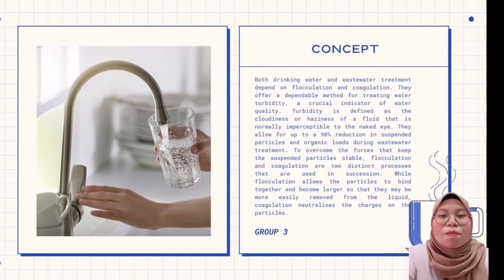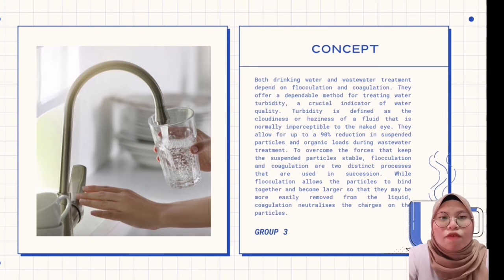About the concept, both drinking water and wastewater treatment depend on flocculation and coagulation processes. They offer a dependable method for treating water turbidity, which is a crucial indicator for water quality. Turbidity is defined as cloudiness or haziness of a fluid that is normally imperceptible to the naked eye. They allow for up to 90% reduction in suspended particles and organic loads during wastewater treatment.